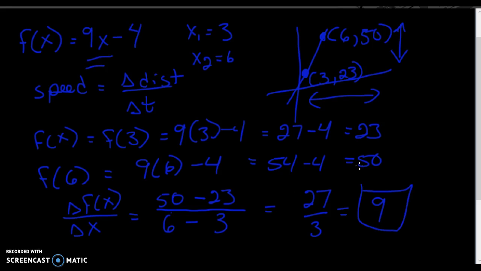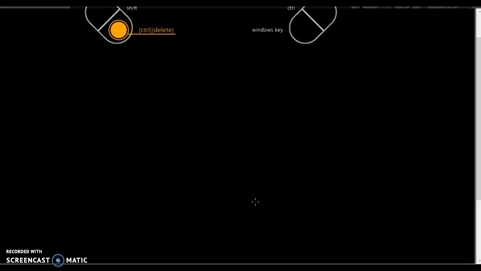Now notice, for linear functions, this is the slope. But this is only true for linear functions. That's important to remember. Now, let's take and see how this is related to the difference quotient. So, here's the difference quotient.